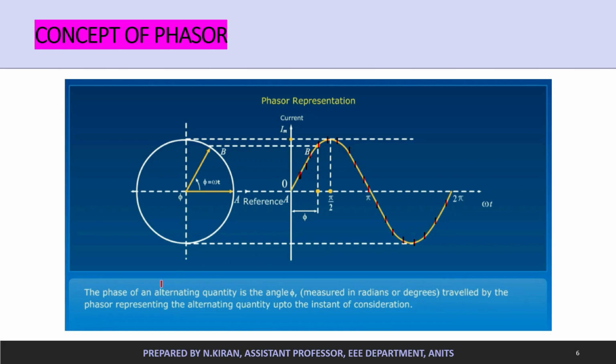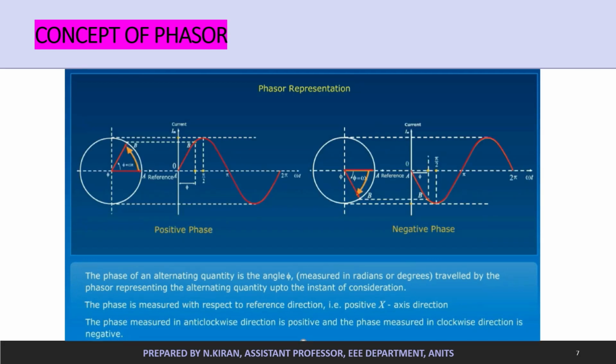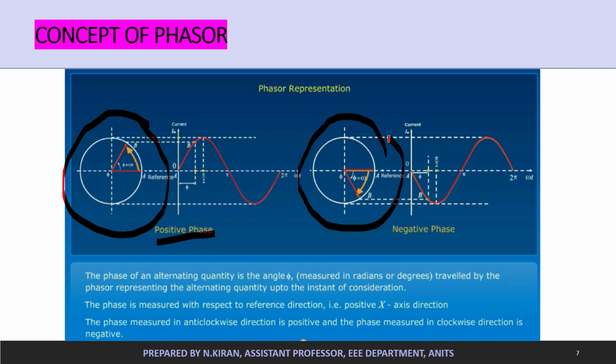The phase of an alternating quantity is nothing but the angle or the distance traveled by a phasor up to the instant of consideration from the reference phasor. If the phasor is rotated in the anti-clockwise direction, then that phase is considered a positive phase. Similarly, if the phasor is rotated in the clockwise direction, then that phase is considered a negative phase.